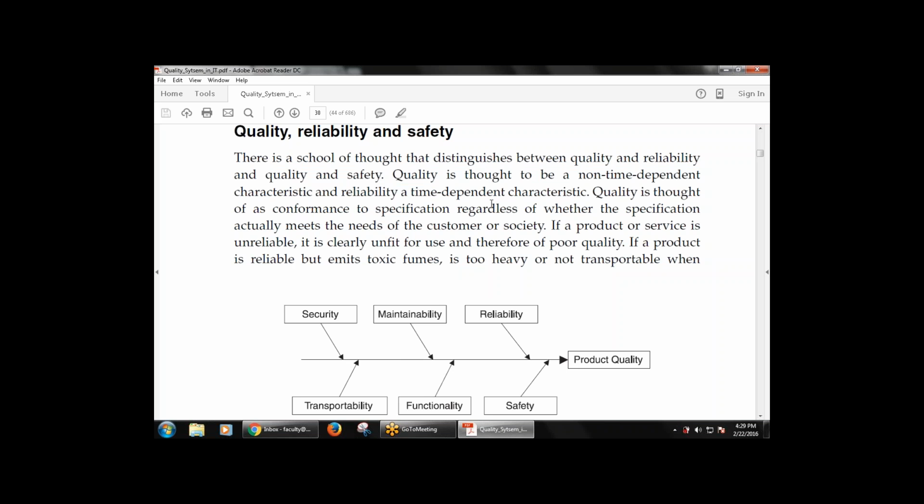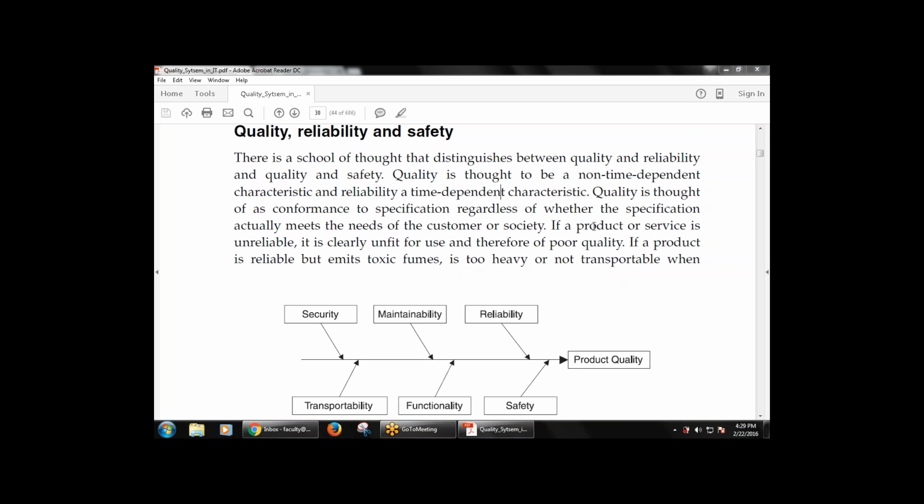One is the non-time dependent characteristic, that is the quality, and one is the reliability, that is a time dependent characteristic. Quality is conformance to a specification, regardless of whether the specification actually meets the requirement or not. That means we specify the characteristics, regardless of whether they meet the satisfying need of the customer or the society. And if the product or the service is unreliable, it is clearly unfit for the use, that is, it is of poor quality.